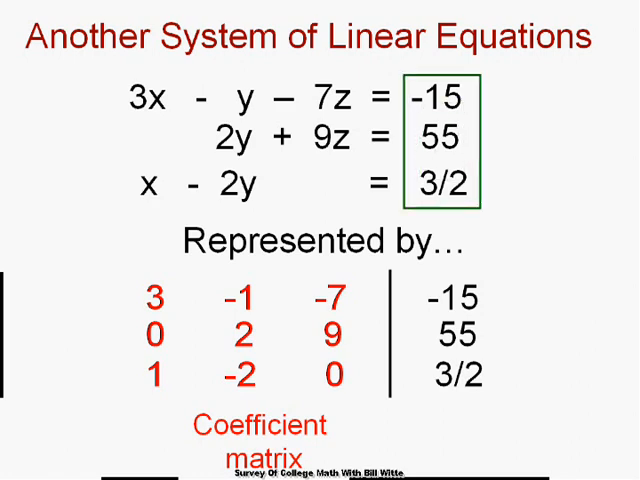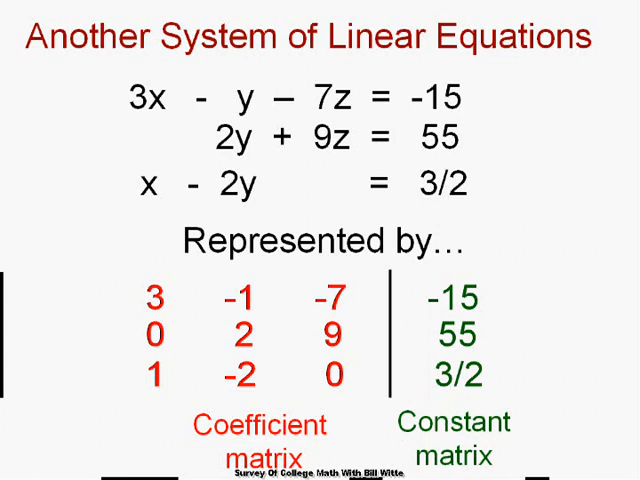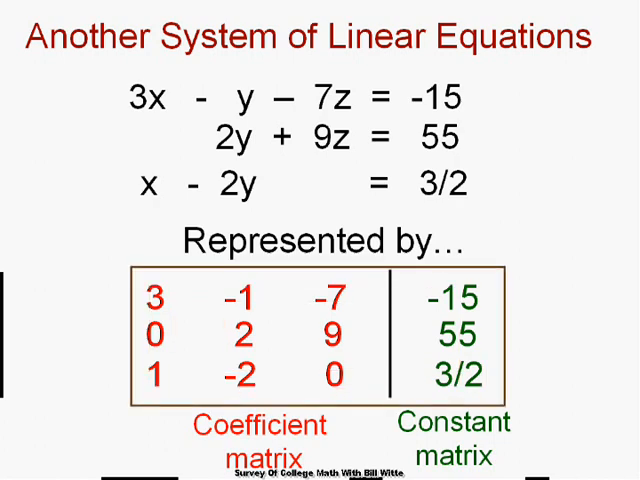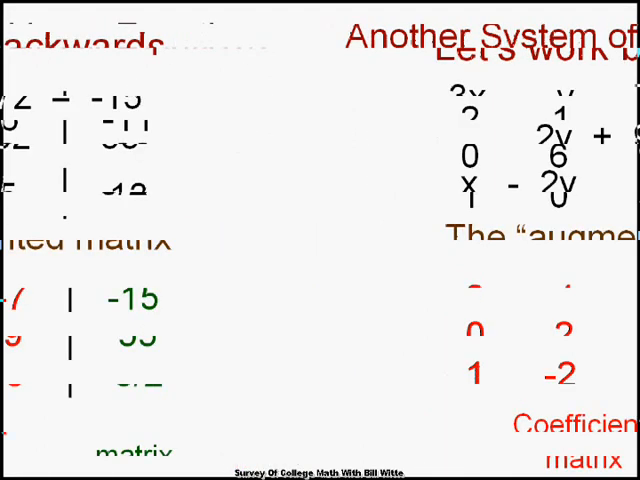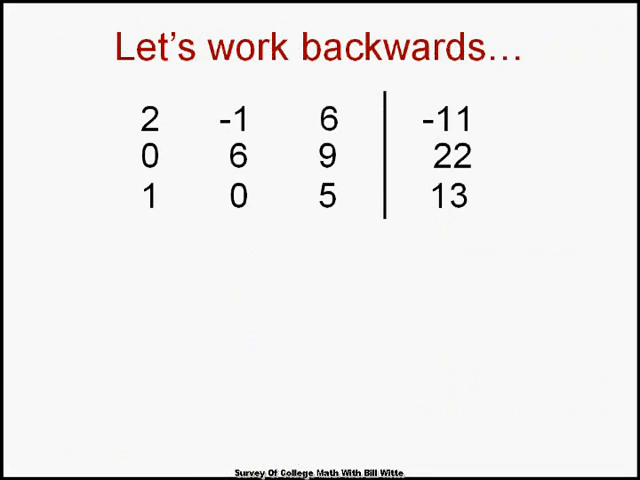And we still will have this portion, the portion without the variables, being the constant matrix. So I can hopefully talk about portions of the whole schmagoogie, which, as you remember, is called the augmented matrix. So there's no mystery here. All we've done basically is take the letters away. Now let's try and work backwards.